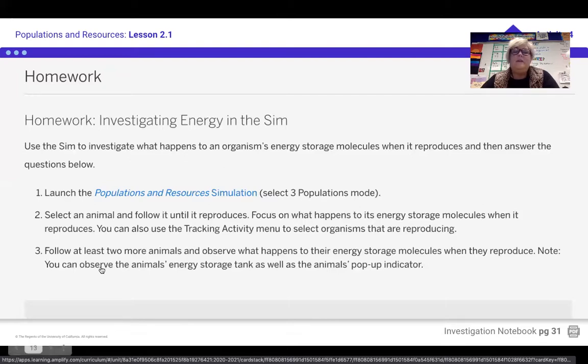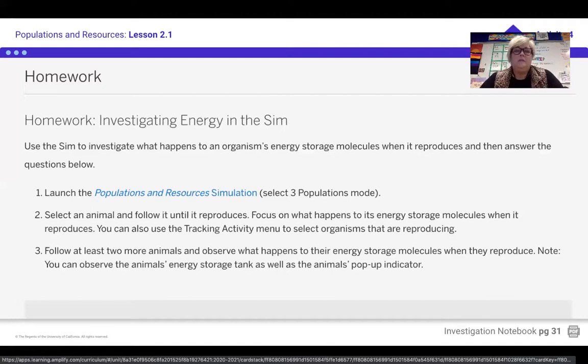And then it says follow at least 2 more animals and observe what happens to their energy storage molecules when they reproduce. Note, you can observe the animal's energy storage tank as well as the animal's pop-up indicator. So you can either visually look to see what's happening to the level of orange or look at the black label that's above the organism.